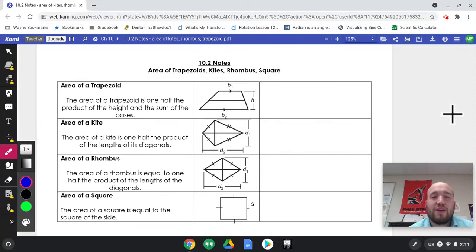Today we are going to continue. We got four more shapes we're going to talk about the area of: the trapezoid, the kite, the rhombus, and the square. And the good thing is, I think for many of you, the square is easy.